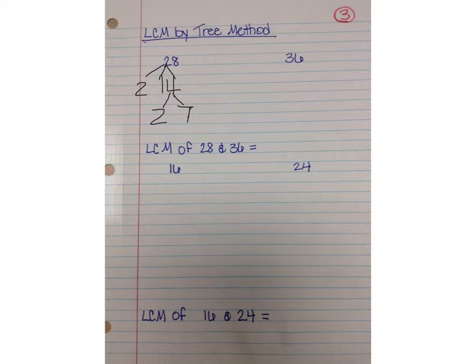Then we're going to do 36. So we'll start with 2. 2 times 18. 2's prime, we don't need to go any further. Oh goodness. Let me try that again. Get my eraser. I need to get a skinny stylus. Okay.